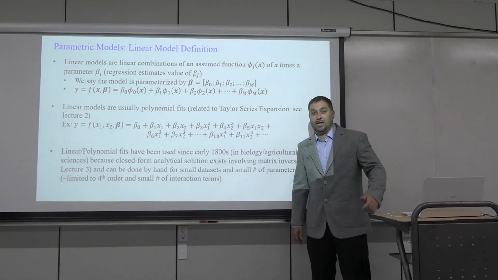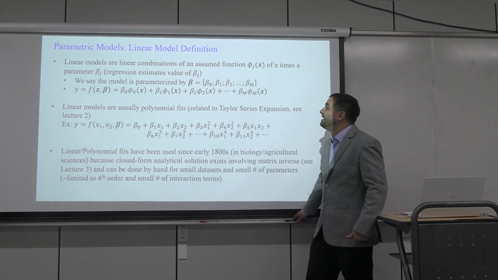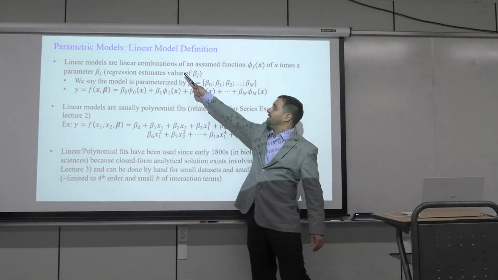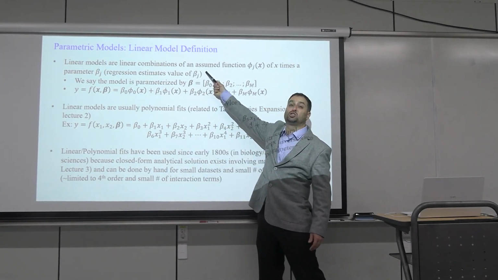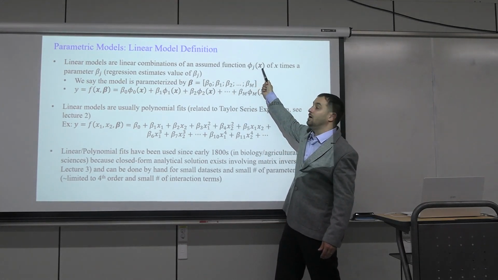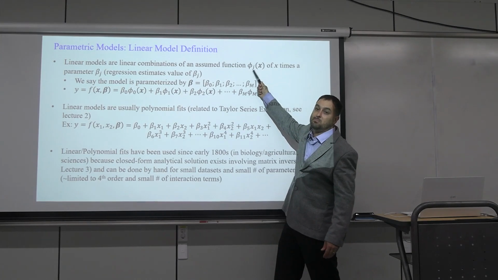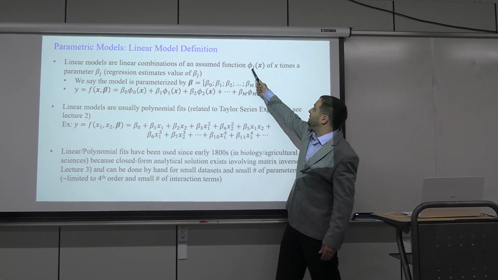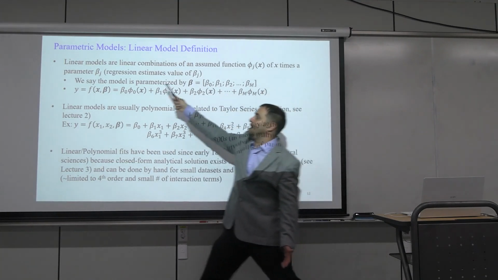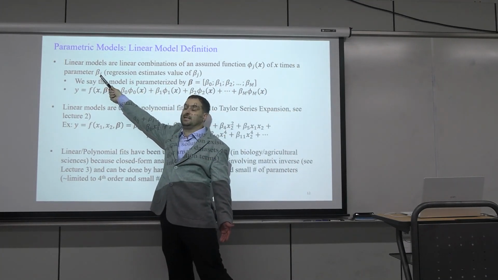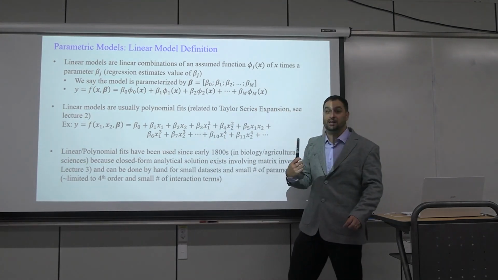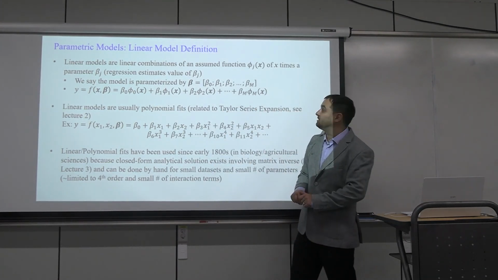The first major type of parametric models is the linear model. Linear models are linear combinations of an assumed function. I'm going to call it phi j of x, and x is bold here, so this is the multivariate case. So some assumed function phi j of x times a parameter, I'm going to use beta j. The regression estimates the value of beta j, given the data set.